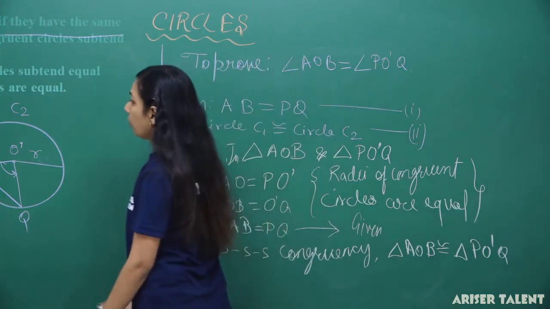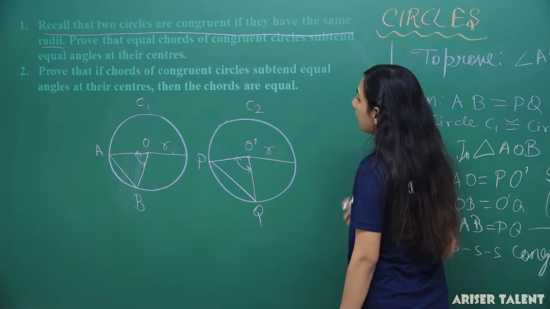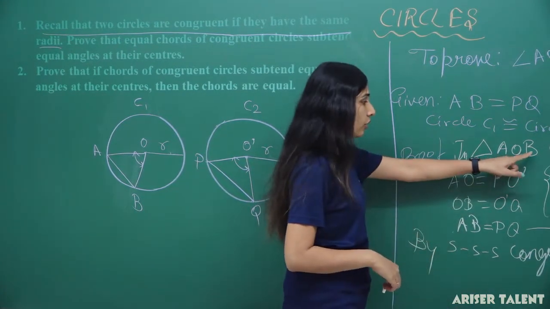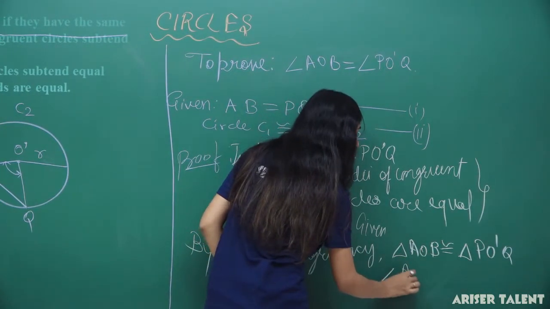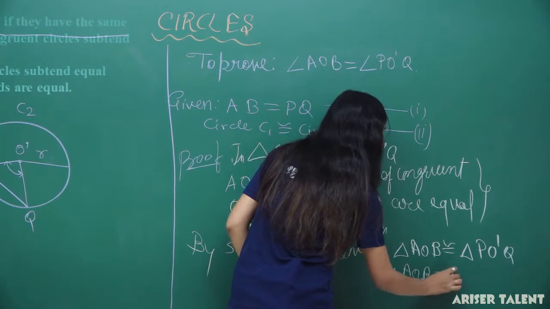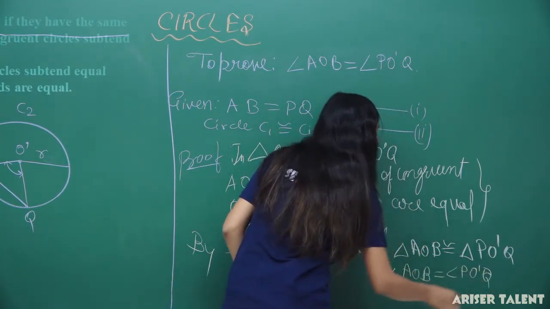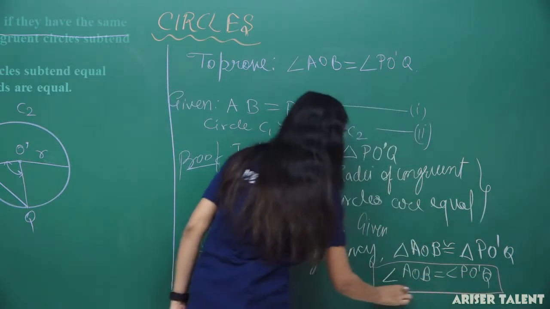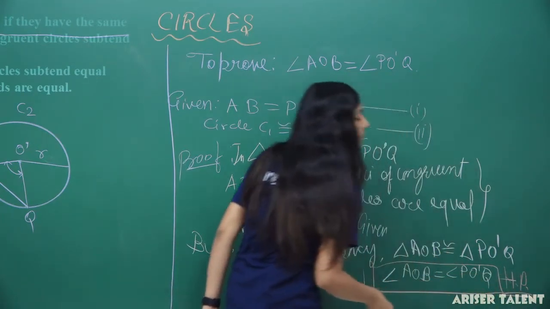Okay. Now what we have to prove? We have to prove the angles. So okay, angle AOB, these are two equal congruent triangles. So angle AOB will be equal to what? Angle PO dash Q. Angle PO dash Q. Hence proved.